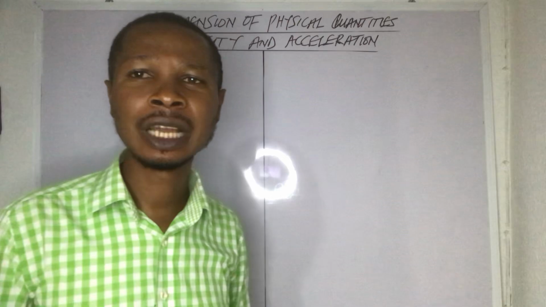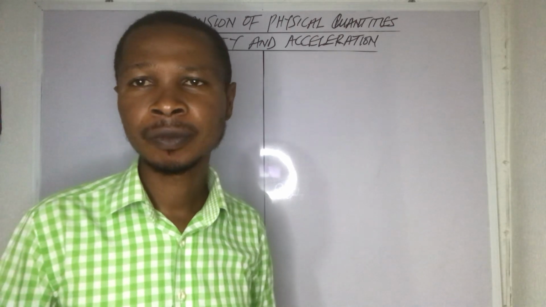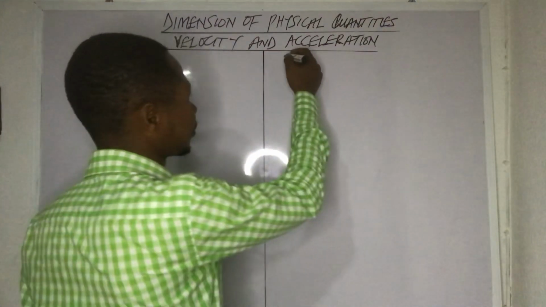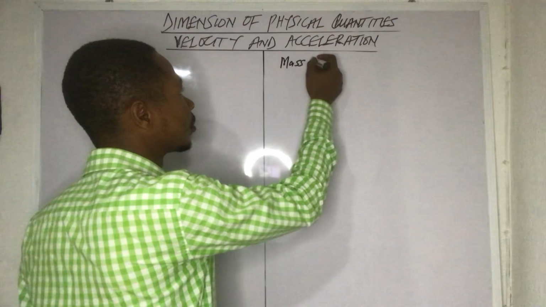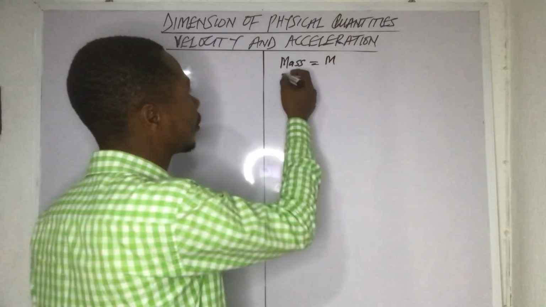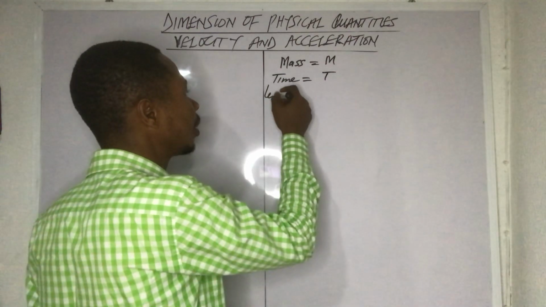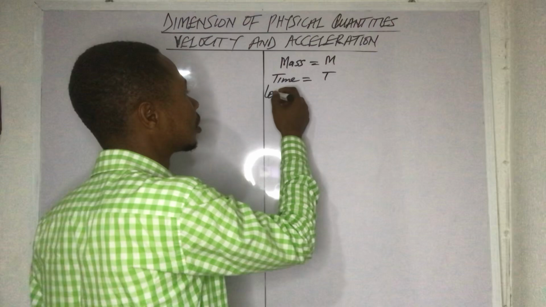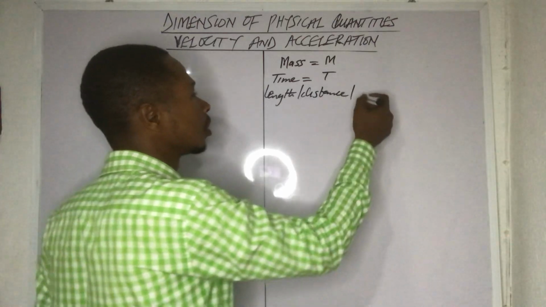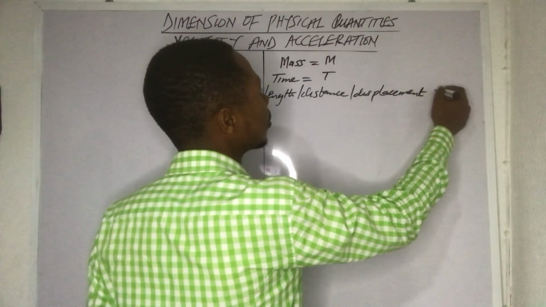And don't forget that in dimensioning, these three basic fundamental units must be involved. You have the first one, mass, which is represented with m. You have time, which is t. Then you have length, or distance, or displacement, which is represented with L.